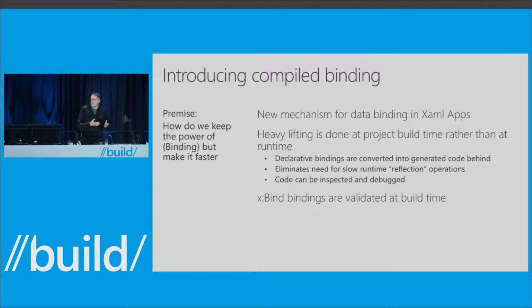What we do now is we do that at design time. We generate code, it goes into your code behind. That means you can actually go inspect the code, look at it, debug it. There's no magic going on in data binding. It also means we do validation of the bindings. So if you mistype or your object model isn't public or whatever, you'll get a compile error for it at build time.